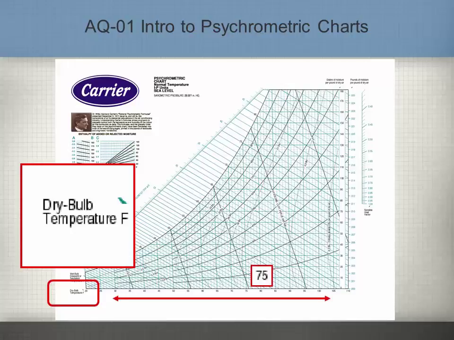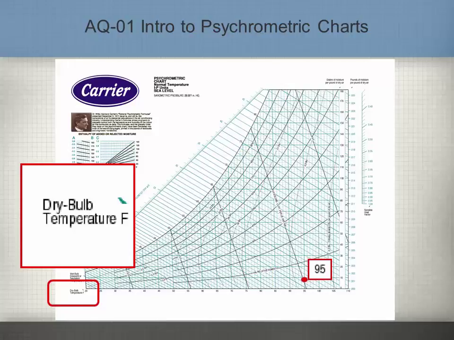75 degree Fahrenheit dry bulb temperature is found at the bottom of the scale toward the right of the chart. Notice that there is a vertical line coming from the bottom of the 75 degree Fahrenheit dry bulb temperature. 75 degree Fahrenheit dry bulb temperature can be plotted anywhere on this vertical line.